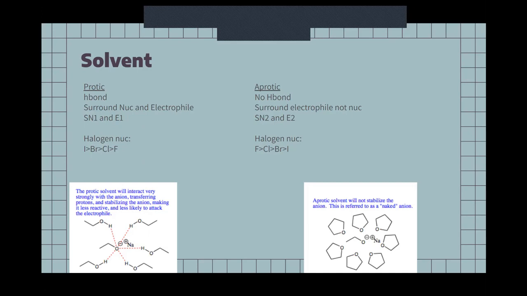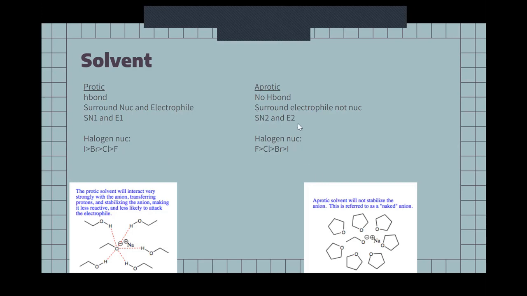So the bigger the bond here, the bigger the ion, the better it is as a nucleophile. So I, being the biggest one, would take over because basicity does not matter. But in an aprotic solvent, where there's no H bond, it only surrounds the electrophile and not the nucleophile. As you can see, it is a naked anion. So this anion is free to attack.